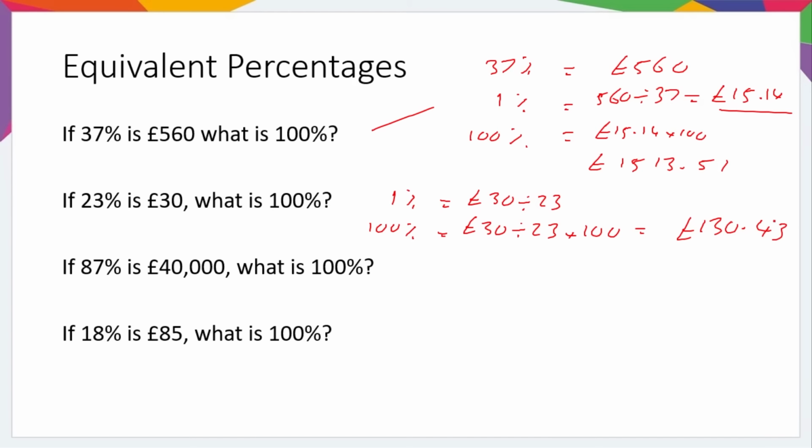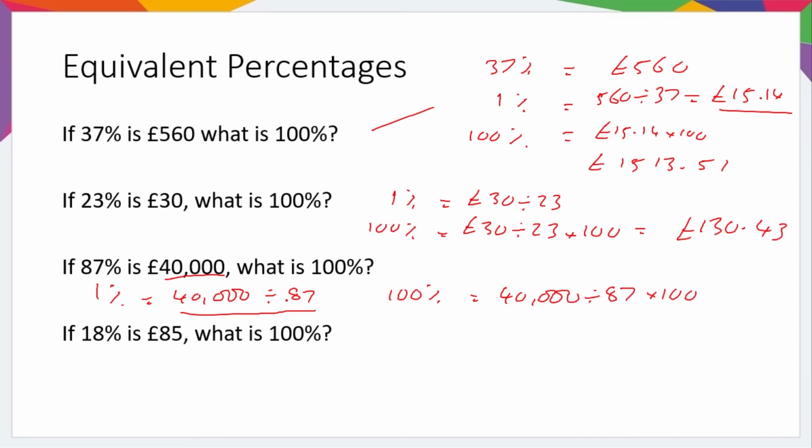So it's exactly the same for all the other ones here. I'm not actually going to bother working out the final answer. But if 87% is this amount here, then 1% is 40,000 divided by 87. So therefore 100% is going to be our 1% amount, which is 40,000 divided by 87 multiplied by 100, because 100% is 100 times greater than 1%.